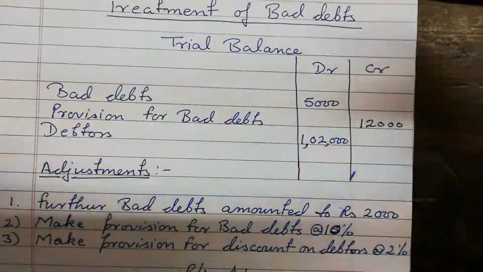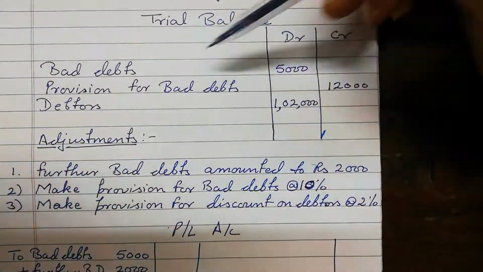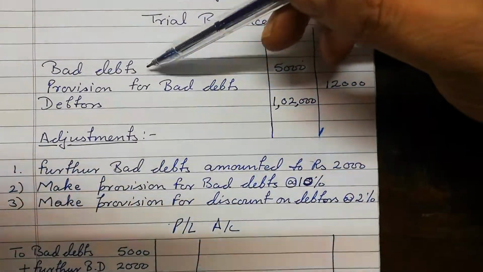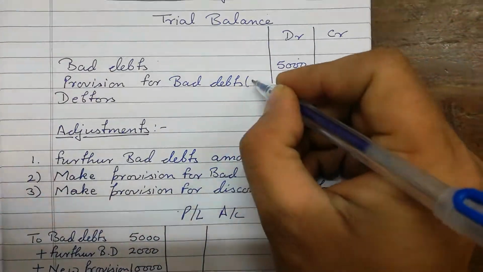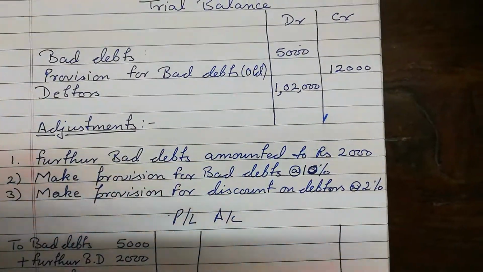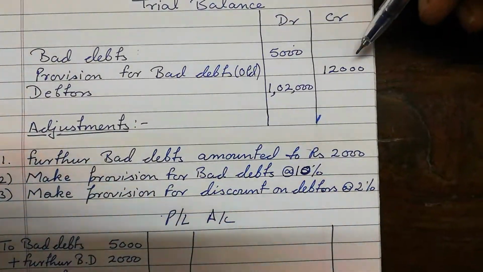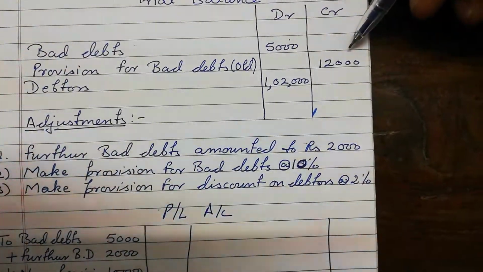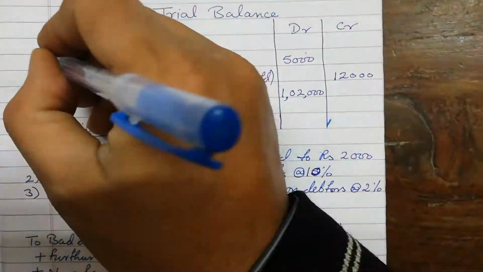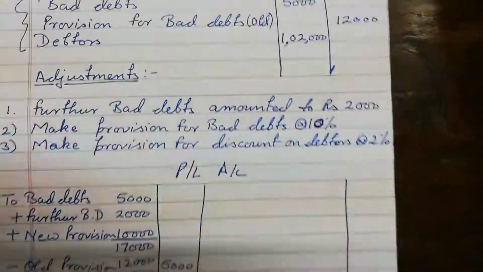In the question, you will be given a trial balance, and under the trial balance there will be bad debts of 5,000, imaginary figures. Provision for bad debts. This is called old provision, which has been made in the previous years, given in the trial balance. Provision for bad debts, old, that is 12,000. Then debtors 1,02,000.